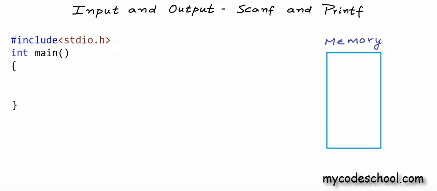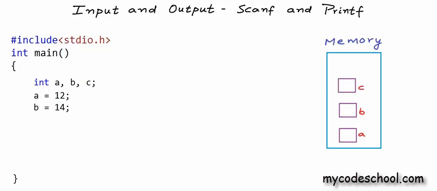I have erased everything from inside the main function here, and now I'll write code to find and print the product of two numbers. I'll first write a statement to declare three variables of type int named a, b, and c. We can declare multiple variables in the same statement. We should first write the data type, then space, and then variable names separated by commas. And of course we should have a semicolon at the end of the statement.